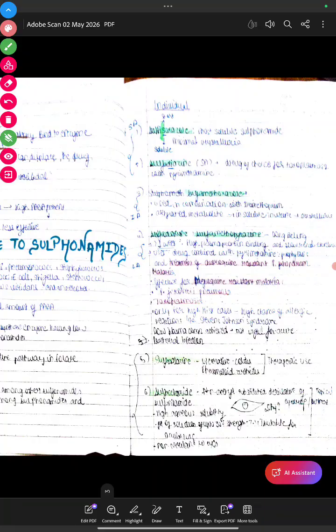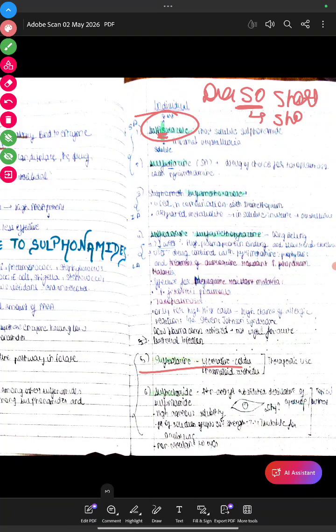Now we will study some drugs individually. We don't need to remember everything given in the textbook, but these are some important points which I have noted. First is sulfisoxazole. Sulfisoxazole is short acting. It has SO: SO for short and SO for soluble. Sulfisoxazole is the most soluble sulfonamide, so it has minimal crystalluria.